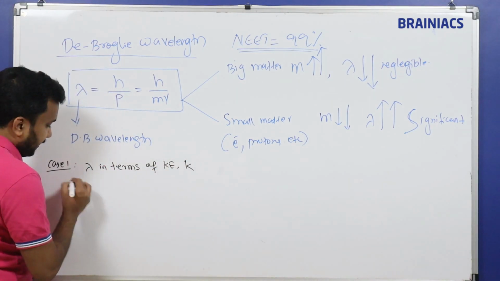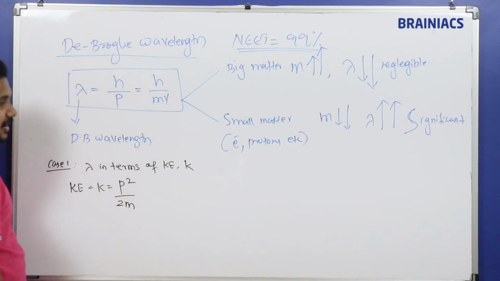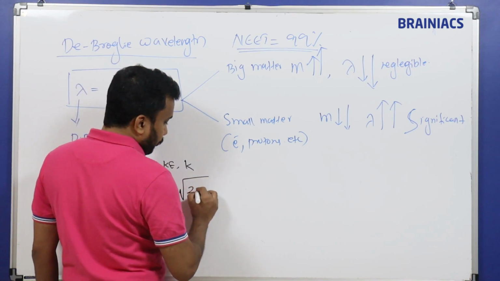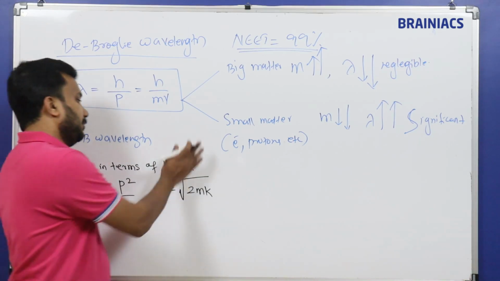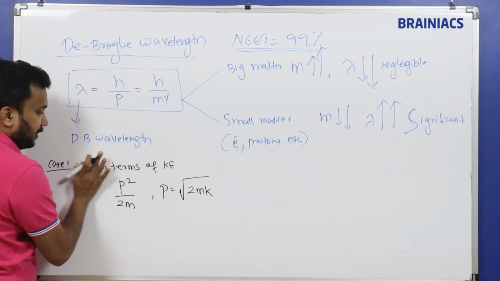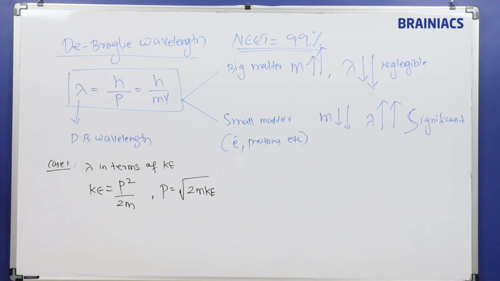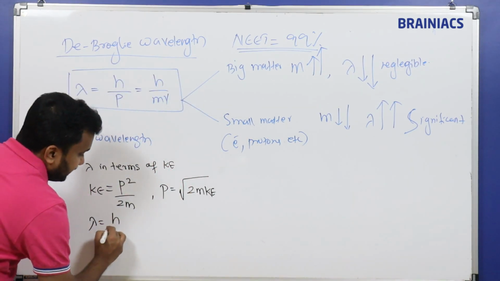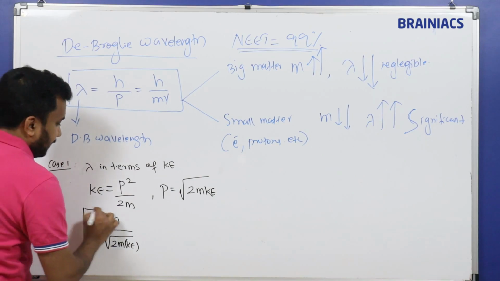We know the equation for kinetic energy: K is equal to P square divided by 2m. So from this I know P is equal to root of 2mK. Or let me put it as K.E. itself, so that there are no confusions. Substituting in the equation for momentum, I'll get lambda is equal to h divided by root of 2m K.E. K.E. is called the kinetic energy.